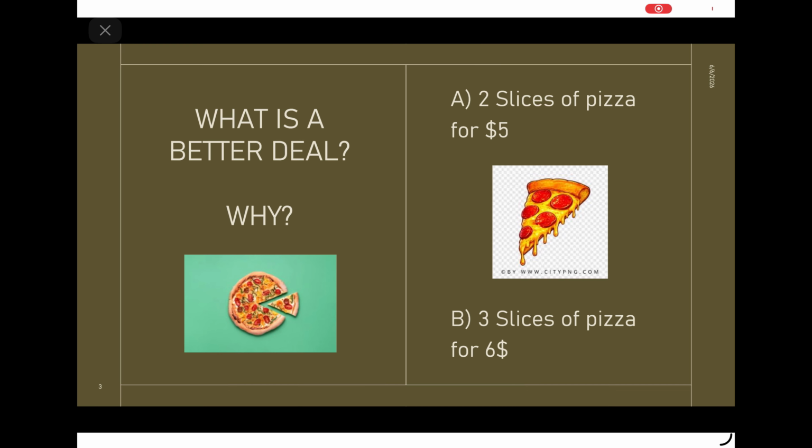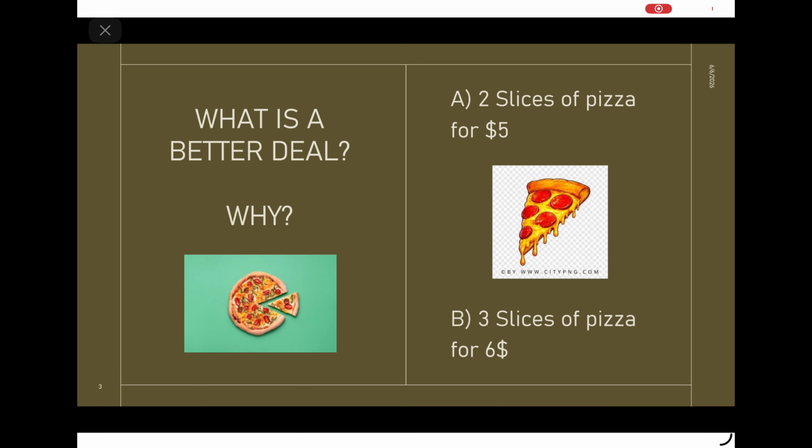So let's take a look at this. What is a better deal and why? Option A, 2 slices of pizza for $5, or option B, 3 slices of pizza for $6. You guys know we just had our class party and someone had to buy the pizza. So let's say that Mountain Mike's is A and Me and Ed's is B. Let's pick which we would want to go to for our next class party.